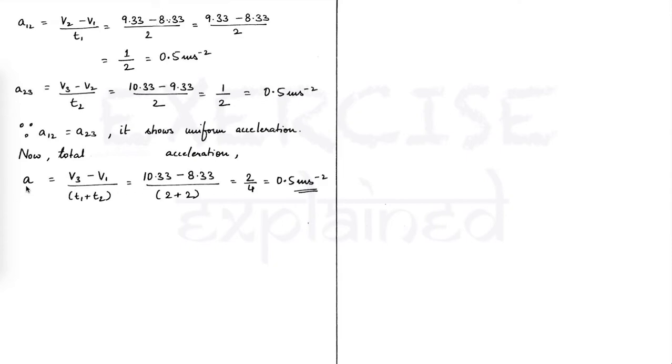So the total acceleration is also 0.5 meter per second square, the acceleration for the first part is also 0.5 meter per second square, and the acceleration for the second part is also 0.5 meter per second square. So definitely this is a case of uniform acceleration.